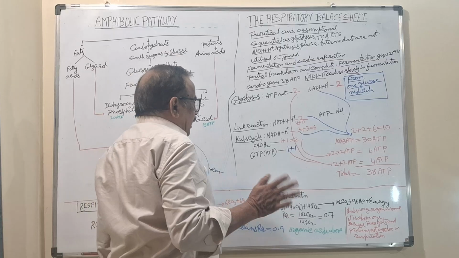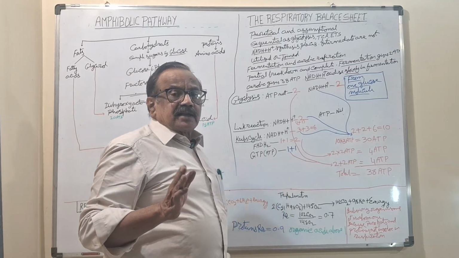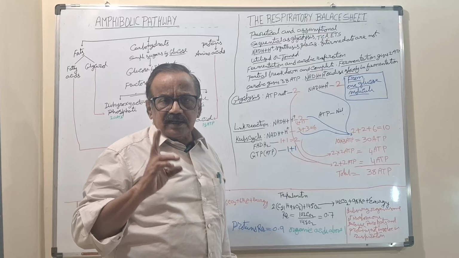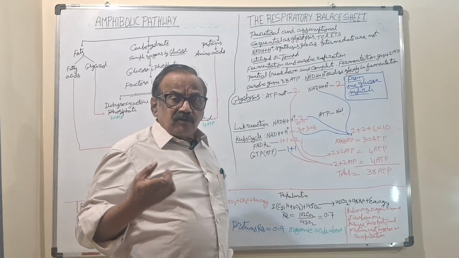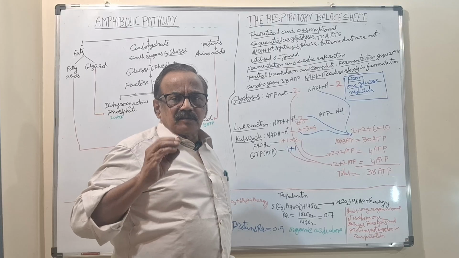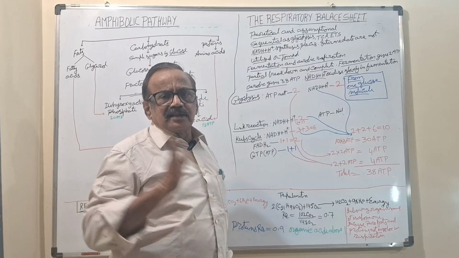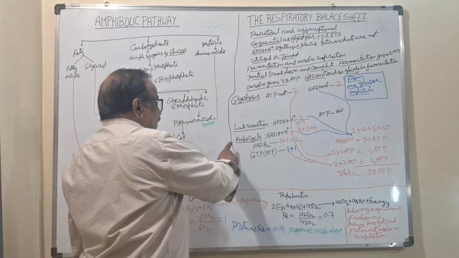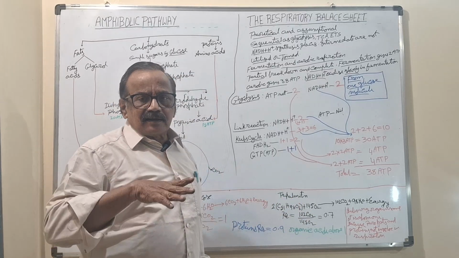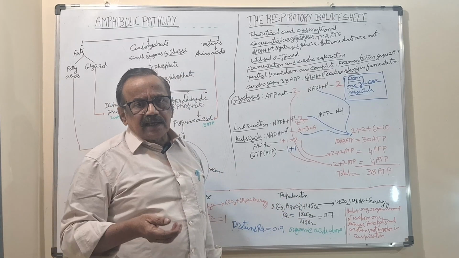In the link reaction, there is no question of formation of ATP or other things. Only NADH + H+ will be produced, and 1 carbon dioxide will be sent out. That is also important, but here it is not necessary. Next, the Krebs cycle: acetyl coenzyme A will enter into the Krebs cycle.